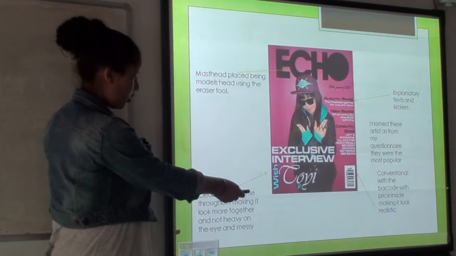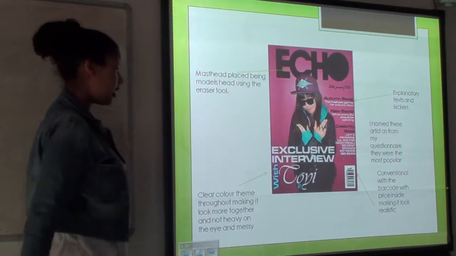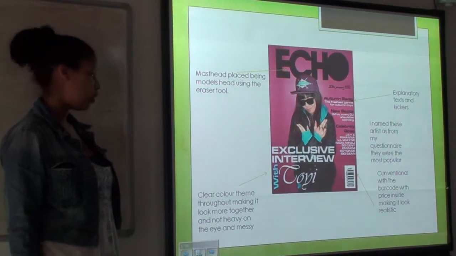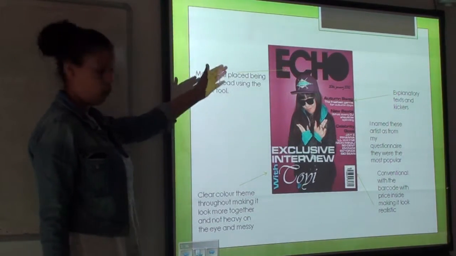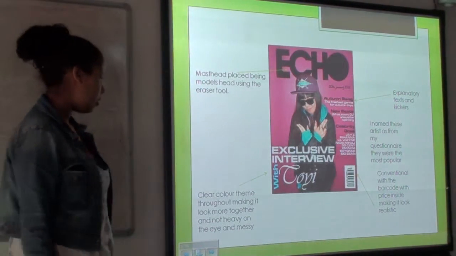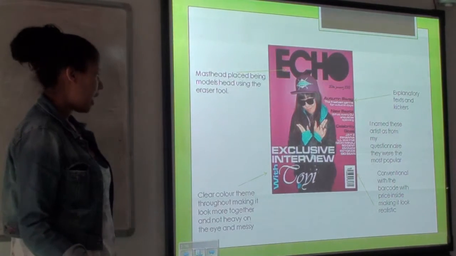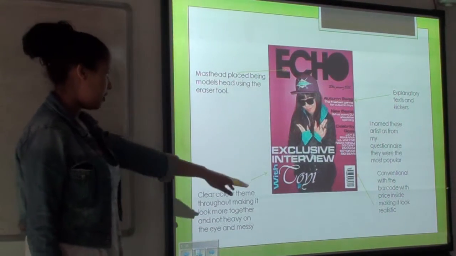Here is my barcode, and it's quite conventional to be at the bottom of the page in a magazine. I've got a clear colour theme throughout the whole magazine, which is black, white, and a bit of blue here.